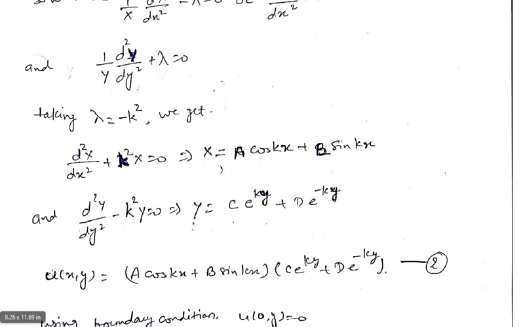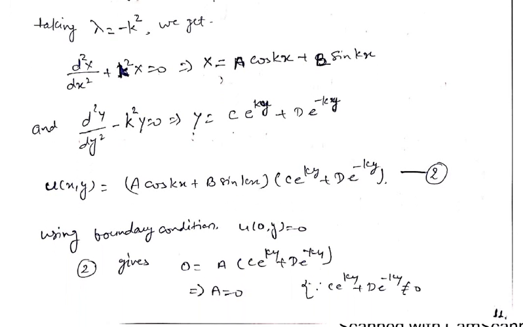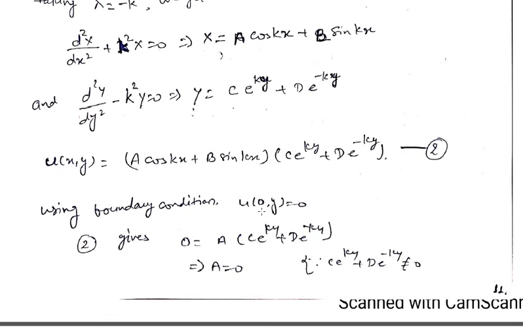So u(x, y), which is the solution of the given equation, can be written as (a cos kx + b sin kx)(c e^(ky) + d e^(-ky)). Now we have to find the values of the arbitrary constants a, b, c and d using the given boundary conditions. First we take the boundary condition u(0, y) = 0. Putting x = 0 in equation 2, the left-hand side becomes 0, and on the right-hand side cos 0 becomes 1, so we have a, since sin 0 is 0, and this is independent of x. That's why it is a non-zero value. So from here we get a = 0.